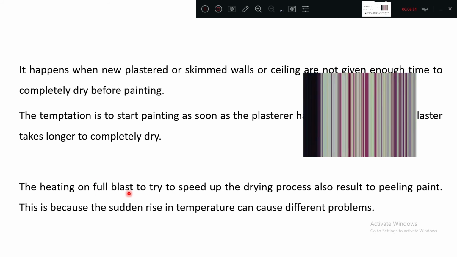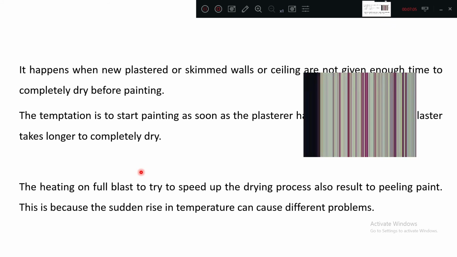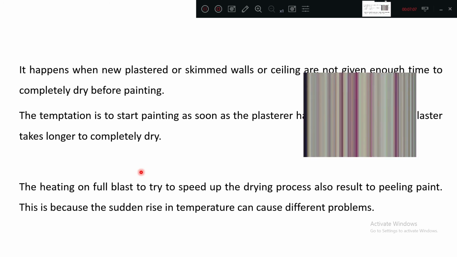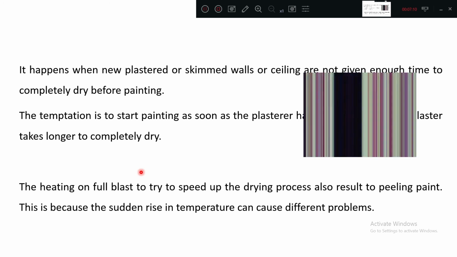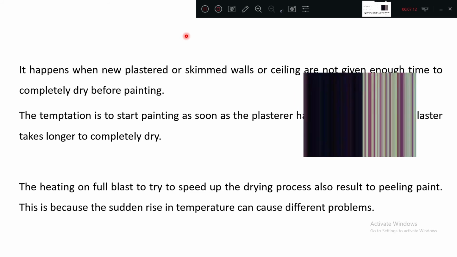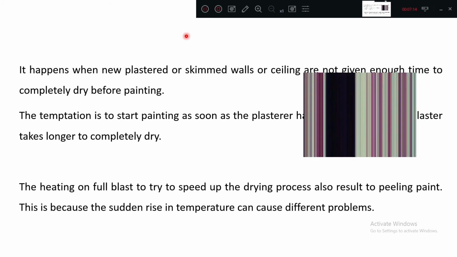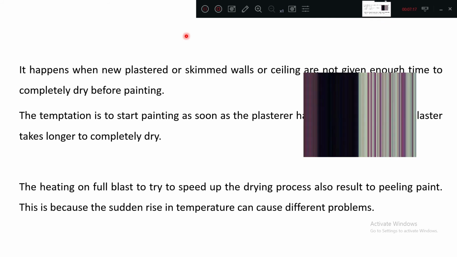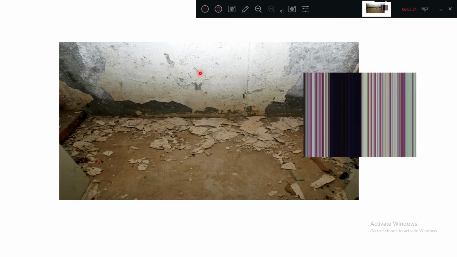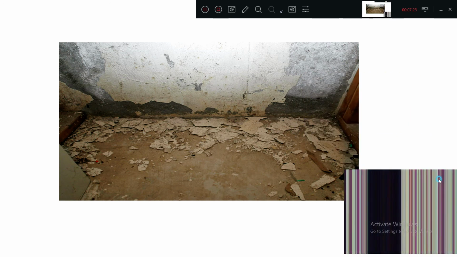The heating on full blast to try to speed up the drying process also results in peeling of paint. What do you mean by this one? Whenever you apply the paint on the wall surface, it is in fresh state or wet state. To make it dry faster, you are applying what? Heating blast. You are applying the blast heating such that it will dry suddenly. It will dry suddenly, but its strength is not going to take place. Okay, this will cause the peeling of the paint. So this is one typical example of the peeling of the paint.